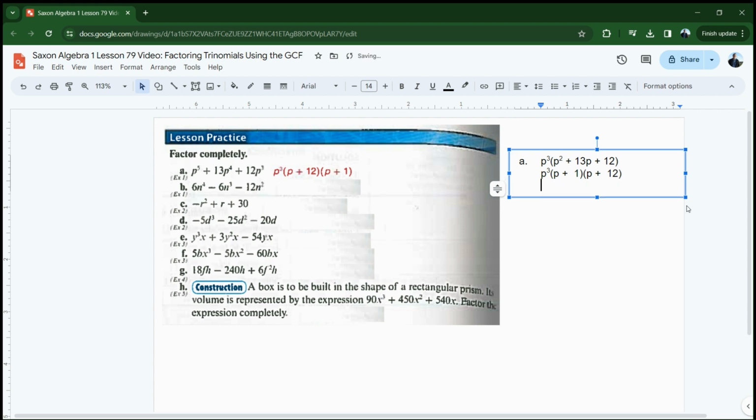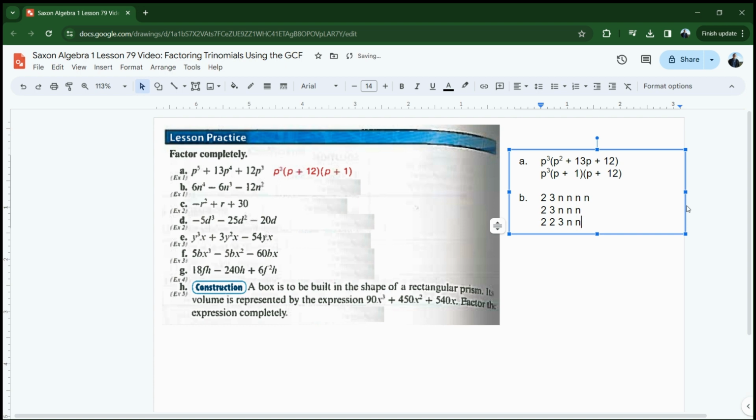Now, in letter B, I'm going to show you the fail-safe way to do this in case you can't figure out what to factor out. I'm just going to list my factors, my prime factorization of 6n to the fourth. That's 2 times 3 times n times n times n times n. And then 6n to the third is 2 times 3 times n times n times n. And then we've got 12n to the second. That's 2 times 2 times 3 times n times n.